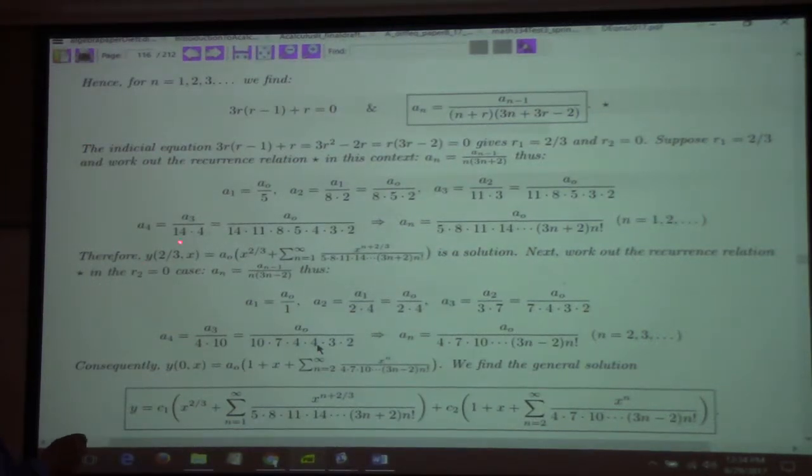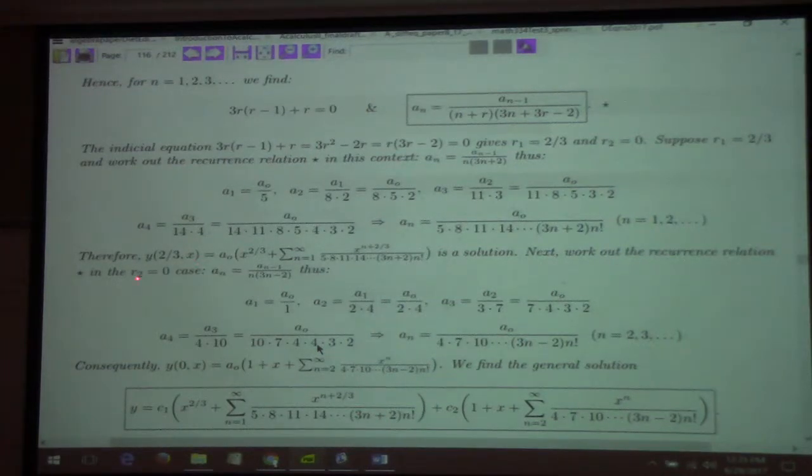But this is the Frobenius solution with index 2/3. It's exactly this, a sub naught x to the 2/3 plus the sum n equals 1 to infinity of x to the n plus 2/3. This guy, that's my first solution. Not a power series solution, mind you, right? A Frobenius solution. And then when we take r2 equals 0, well, actually the second solution is a power series solution. Because the index is 0, that means we're looking at an ordinary power series, honestly.